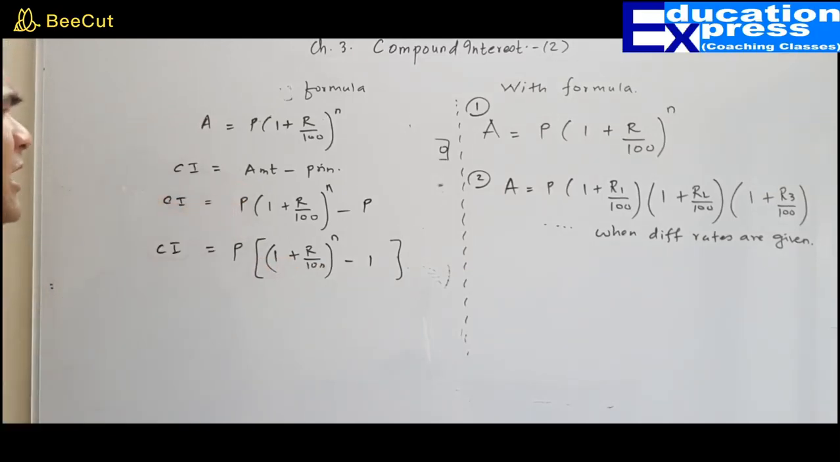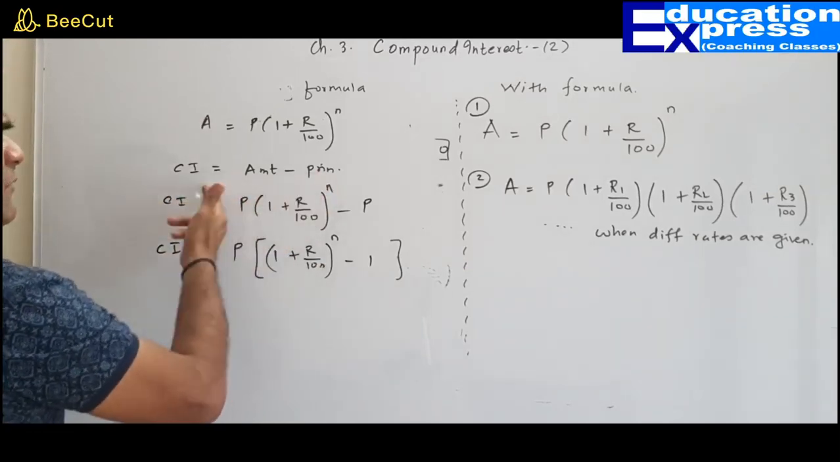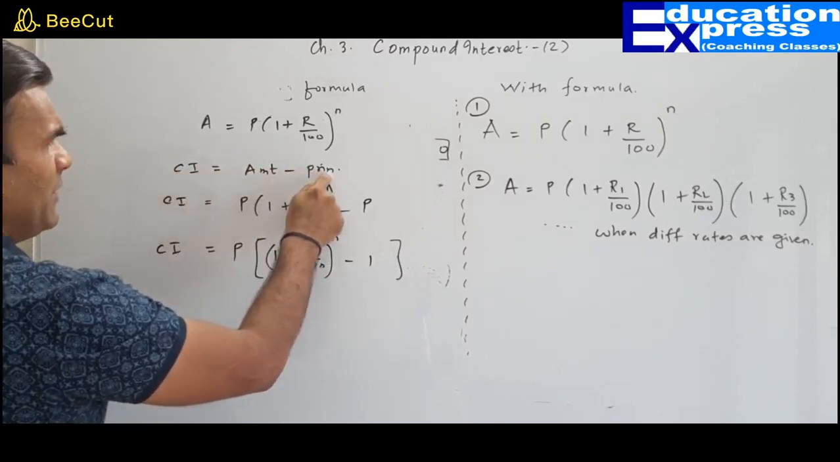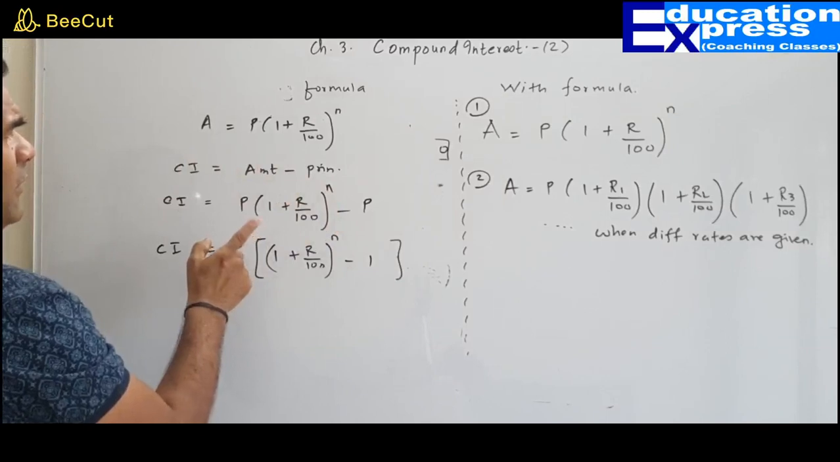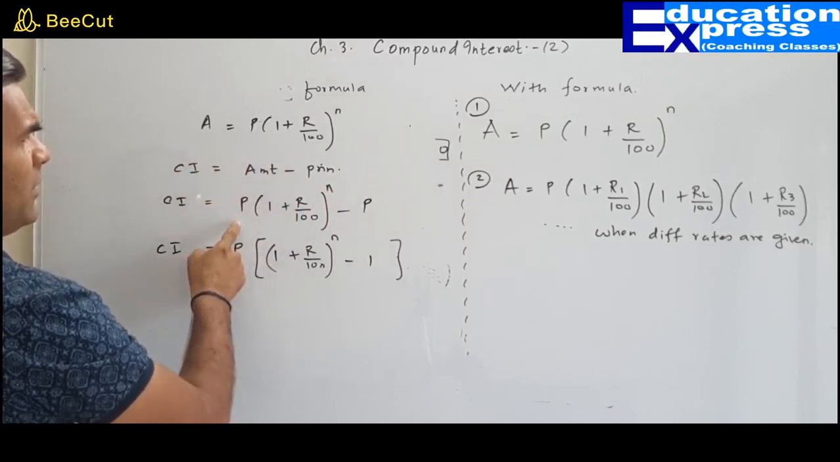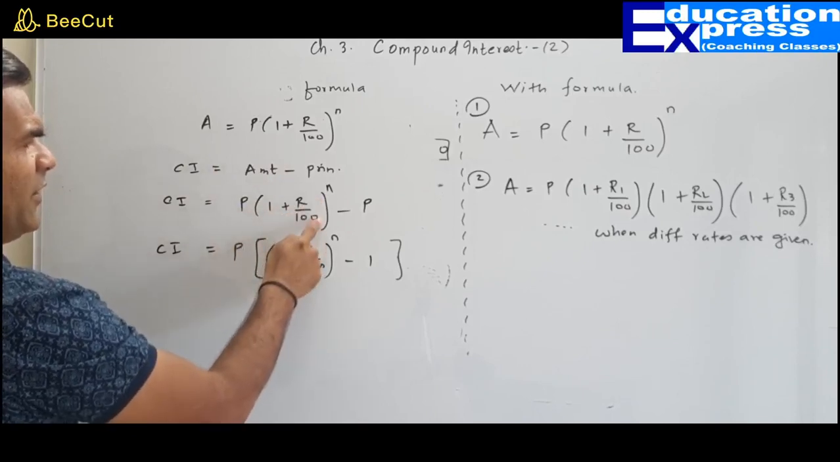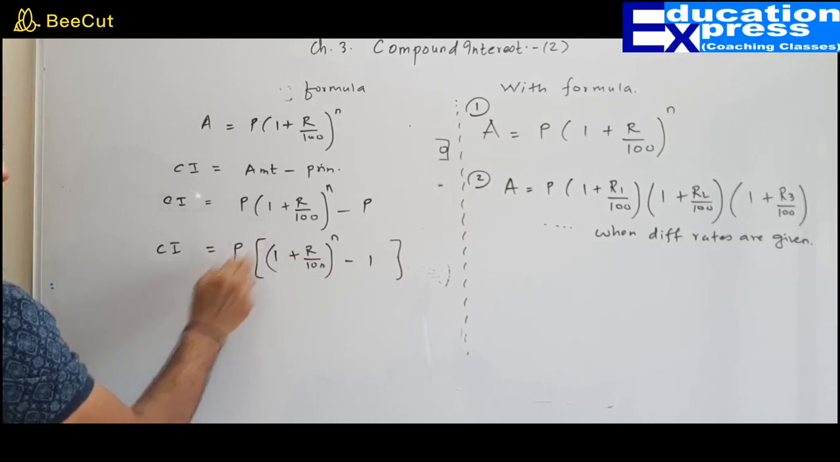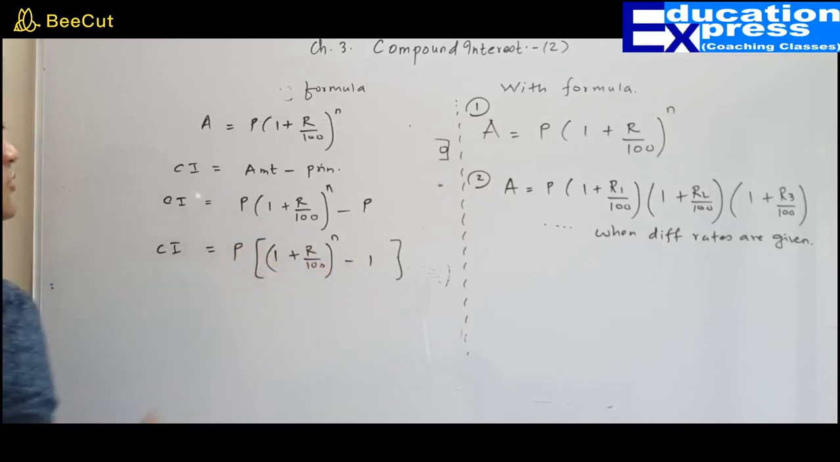It's a very standard thing. That means we are using the same thing. Same formula, compound interest equals amount minus principal. I am substituting the formula of amount over here. The formula of amount is P (1 + R/100)^n minus P. So P is common out. You can take this element inside, minus 1.